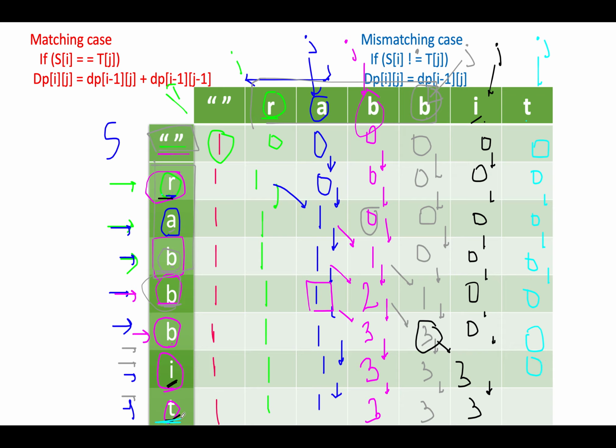And the last one is T. It's a matching case, so what we're going to do, we'll go diagonally up. We get a 3 from the diagonally upwards direction. We have 0 here, so we add these two up and this becomes our answer. We have built the entire DP table, and whatever value is held in the bottommost rightmost corner is the answer. I hope this complete DP table is clear to you, and coding this DP table is pretty simple and straightforward.